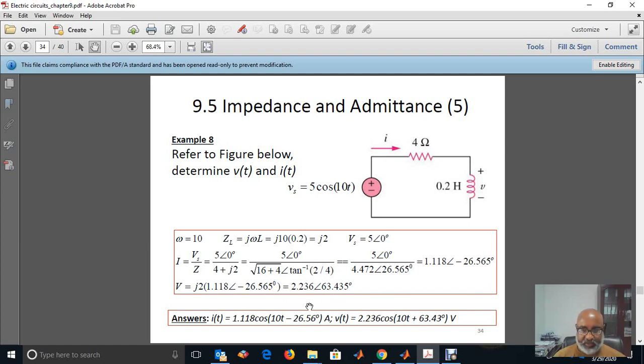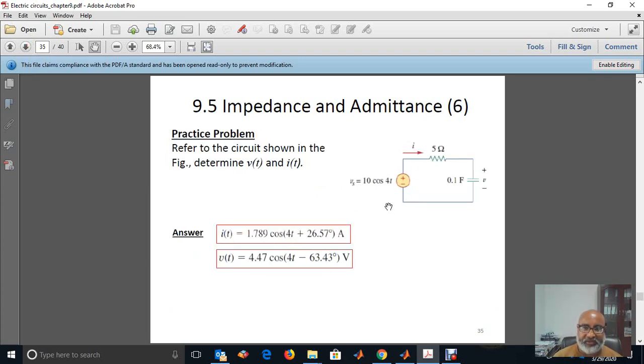We just say 2.236 cosine of omega t plus the phase. What is omega? Omega is already 10. Easy. So in this way, we can change from the phasor form to the time domain, and also from time to phasor form.